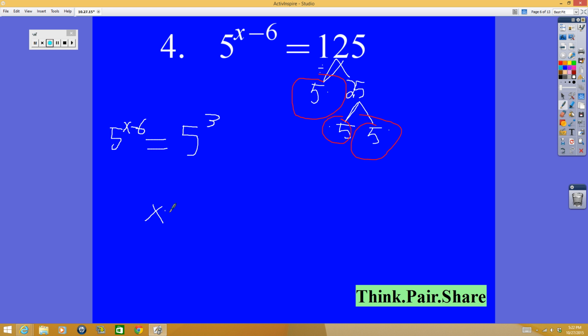Another common mistake. People just say, oh, x equals 3. Yay. Sorry, but you're wrong. It's a common mistake. Be careful.